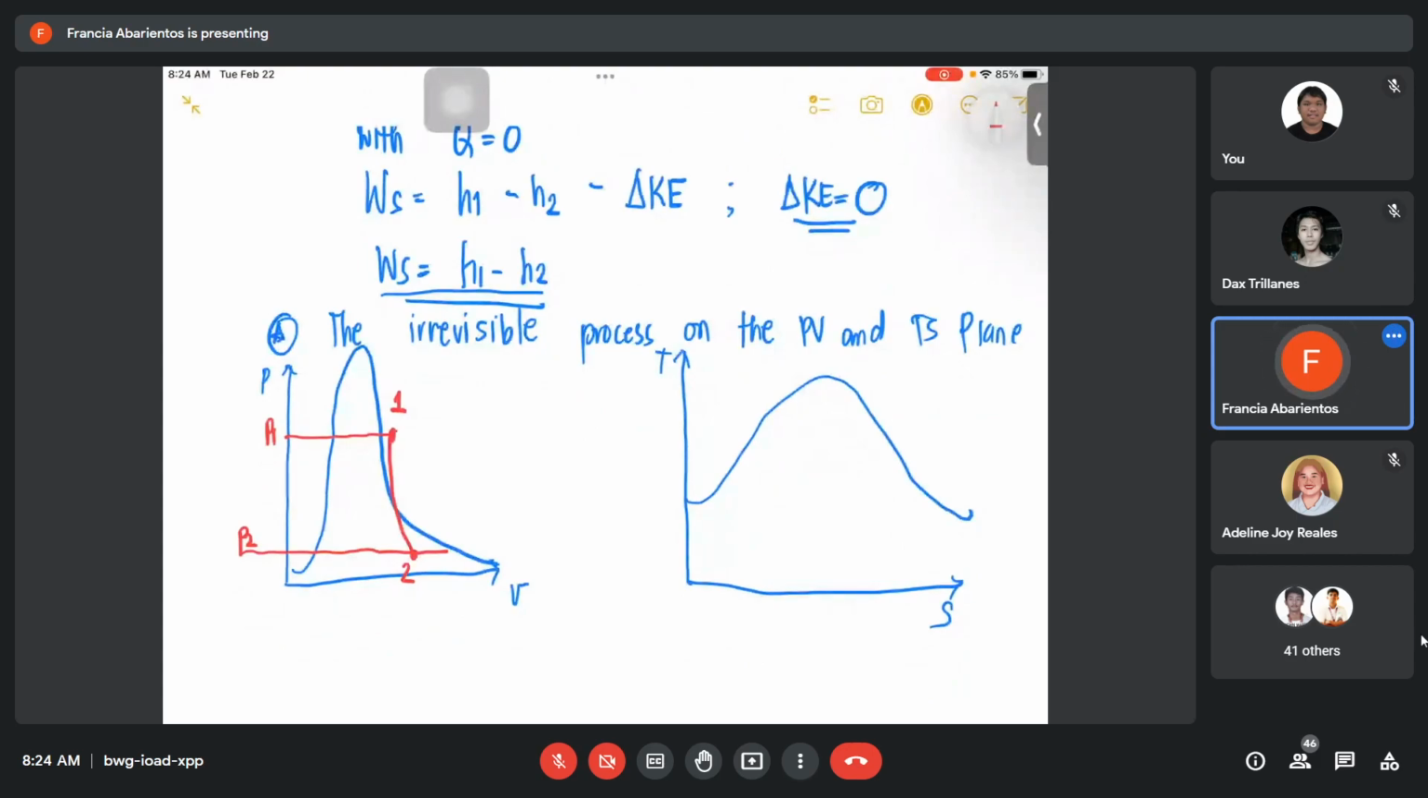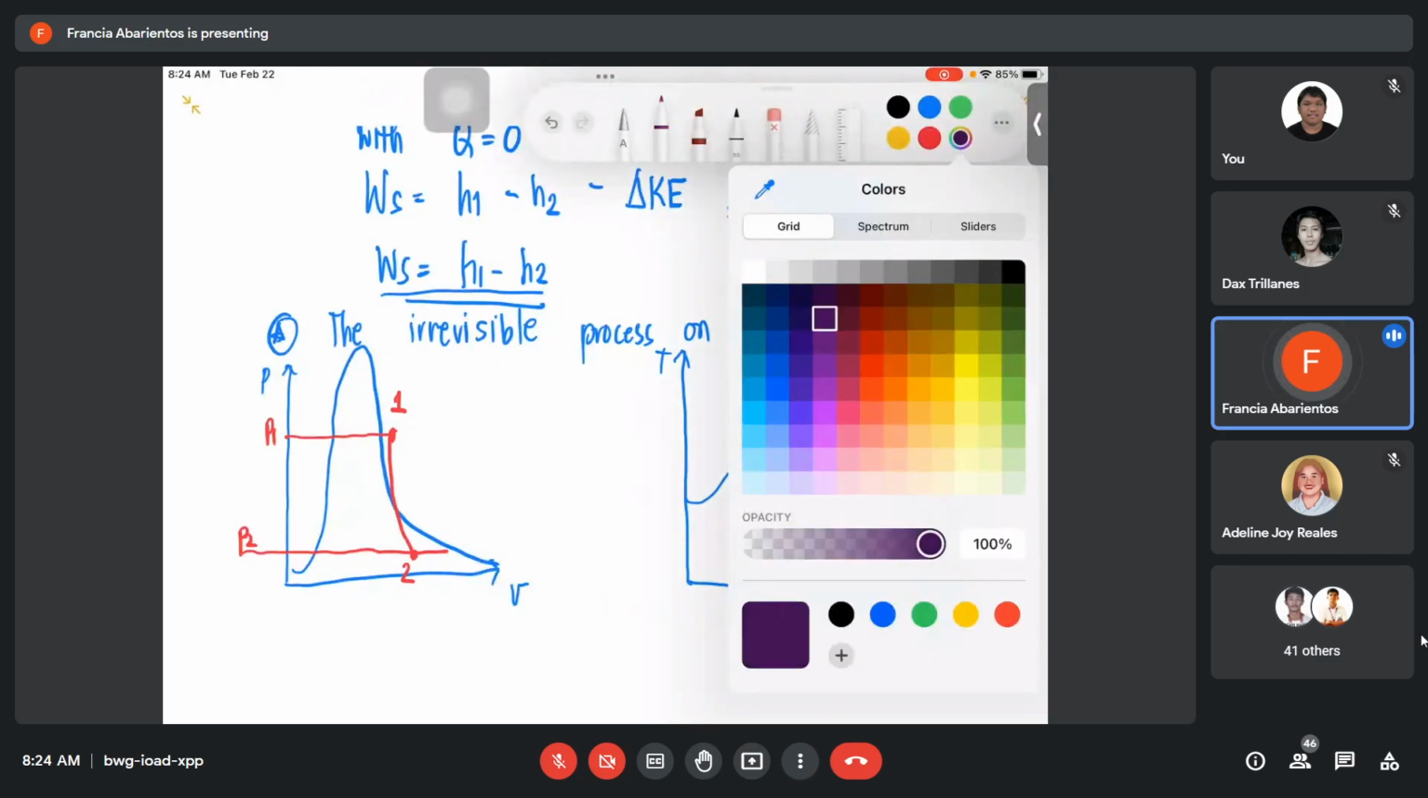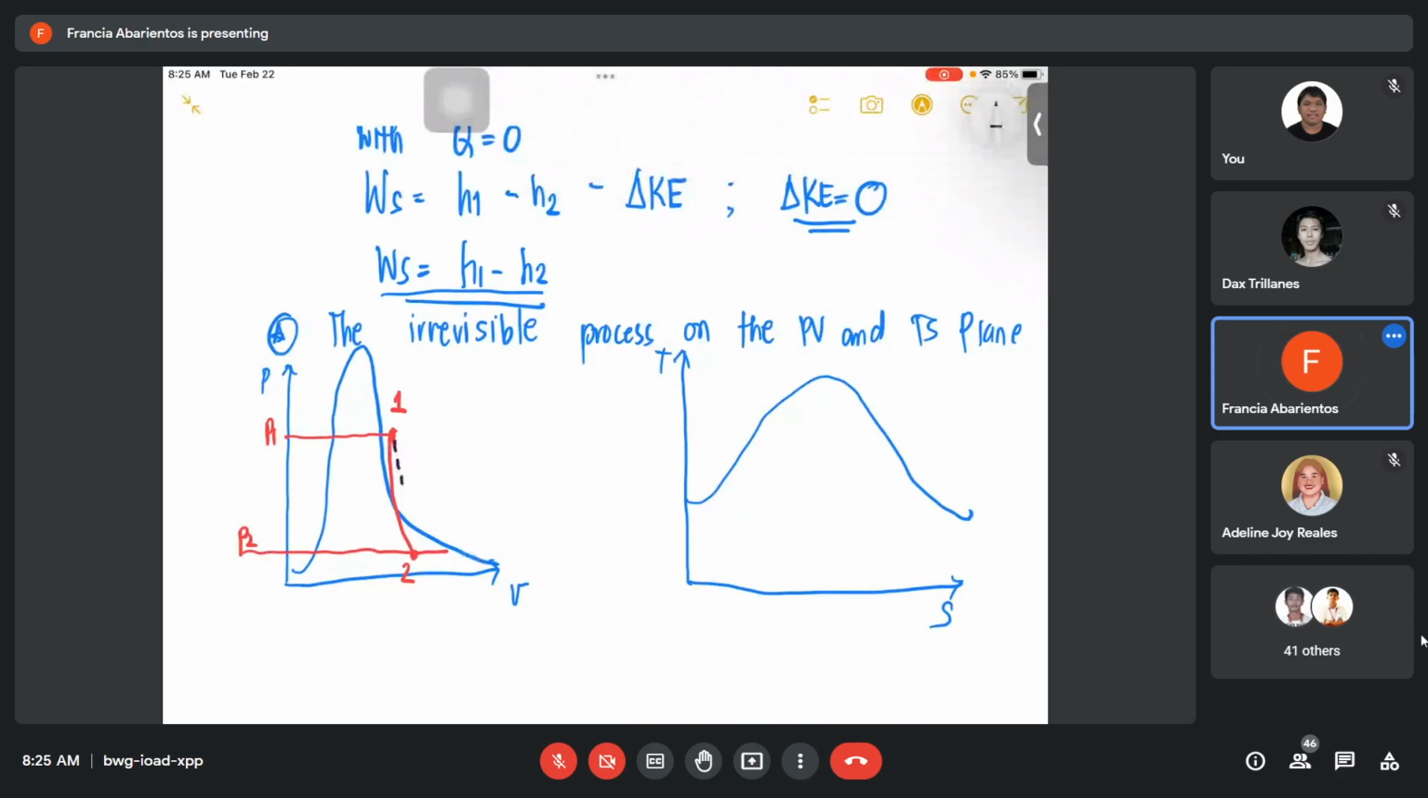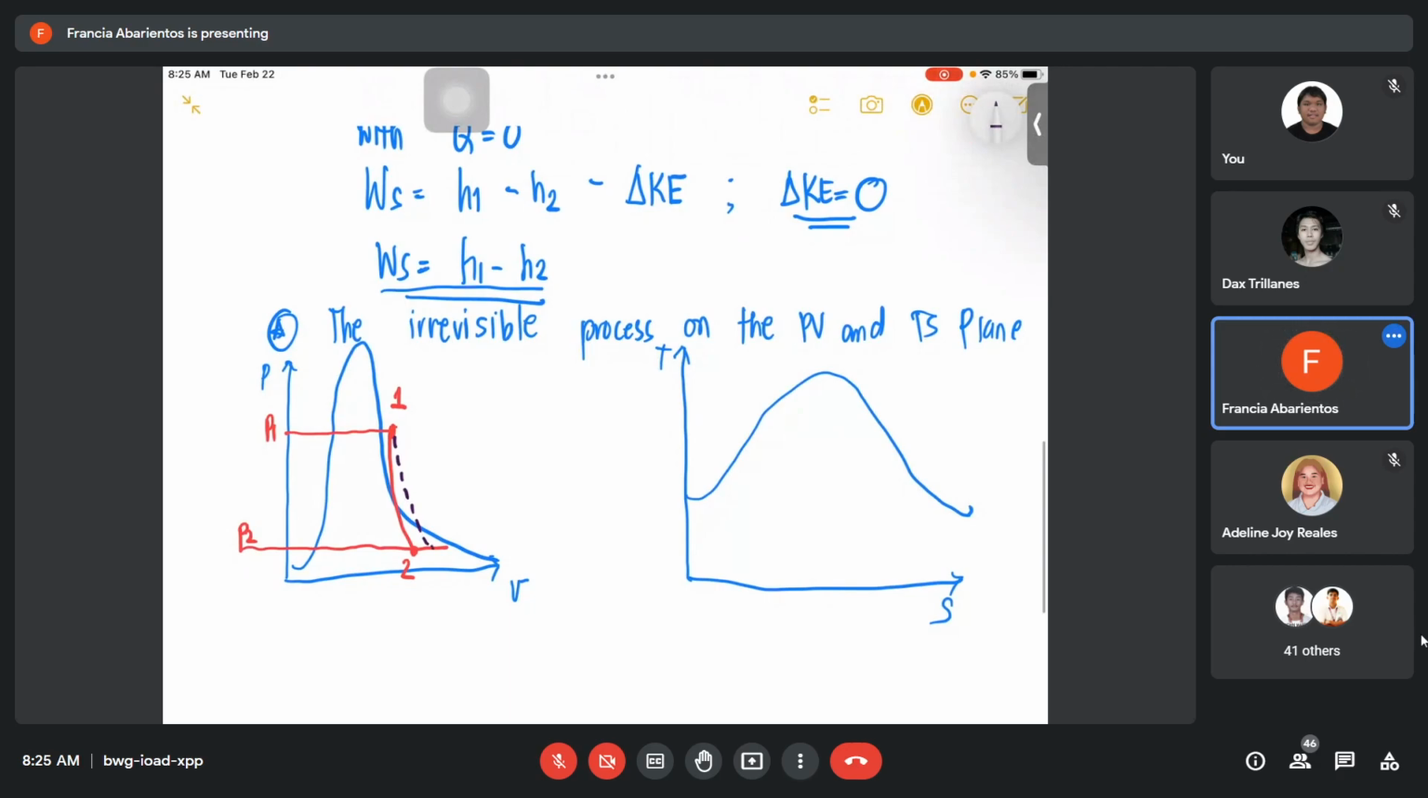Okay. From point 1 to point 2, we have now here, this is the reversible process. Take note dito, class. This is now the irreversible. Kapag ganito na class na dotted line, this is now the irreversible process. So, may tinatawag na tayo 2 prime. Okay, that is now the irreversible adiabatic process.